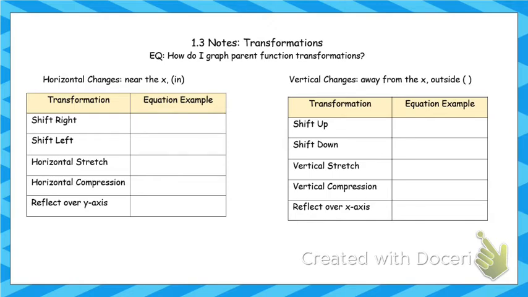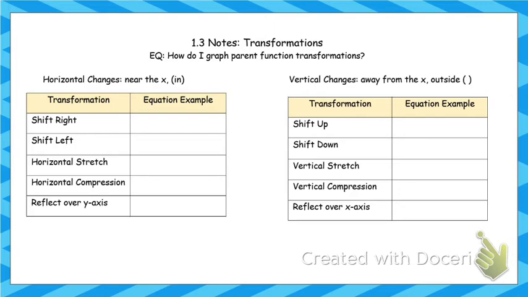Now we saw some examples of this on the Desmos activity that we did in class, so you can look at that as well to help you out with this. So first we looked at horizontal changes. So horizontal changes happen inside our parentheses. They were near the x. And those were things that also were sometimes a little bit backwards from what we thought they would be.